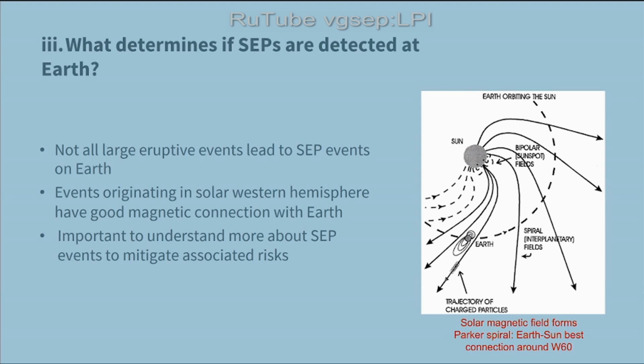One thing we do know about these events is that because of the Parker spiral, there's a zone of good magnetic connection, where if we trace back the foot point from the Earth to the sun, it tends to occur around west 60 on the sun. So we know events that happen here have a greater chance of causing SEP events at Earth.